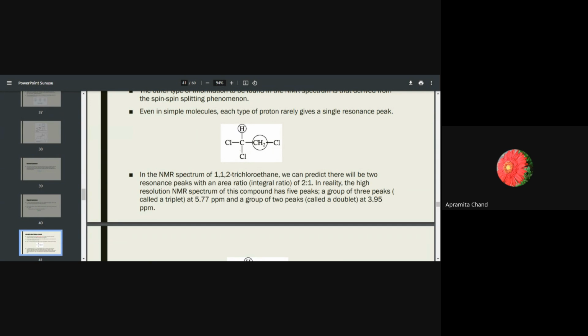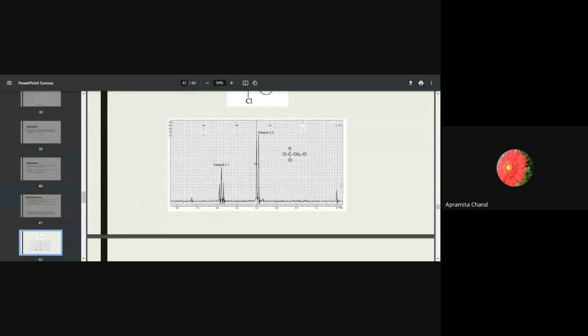A group of 3 peaks, or a triplet, at 5.77 ppm, because this particular proton, which will be a triplet signal, has two chlorine atoms, two electronegative substituents, so it will be deshielded. On the other hand, this two proton signal split into two, which will be a doublet, is attached to this carbon and this chlorine and does not have immediate attachment to another electronegative atom, so it will be relatively upfield.